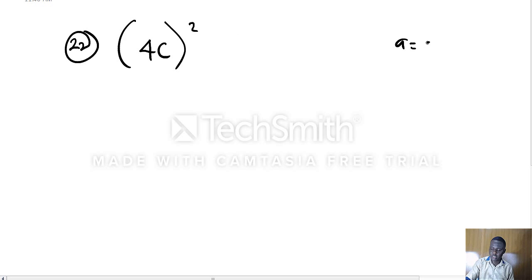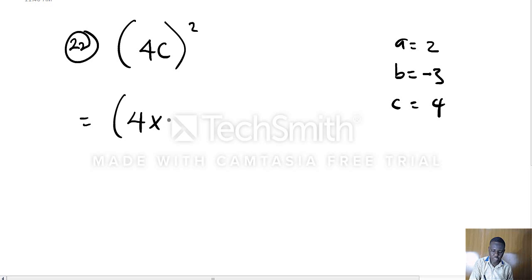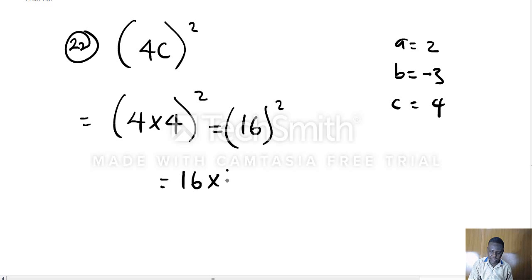Question 22 says 4c squared. A is 2, b is minus 3, and c is 4. So you substitute the value for c and you simplify. This is equal to 4 times 4 all squared, and 4 times 4 is said to be 16 all squared, which is said to be 16 times 16. And what is 16 times 16?